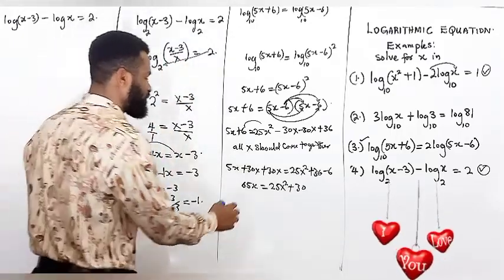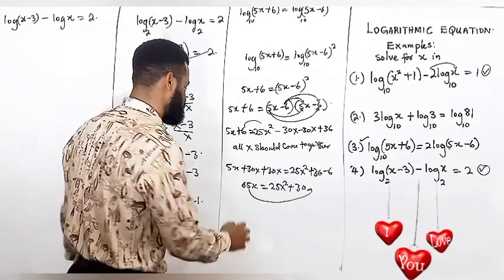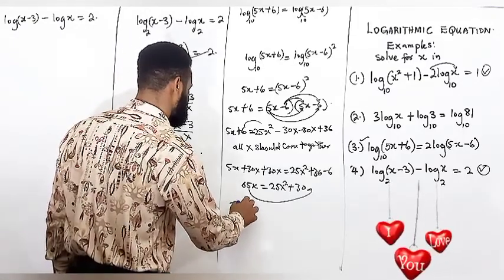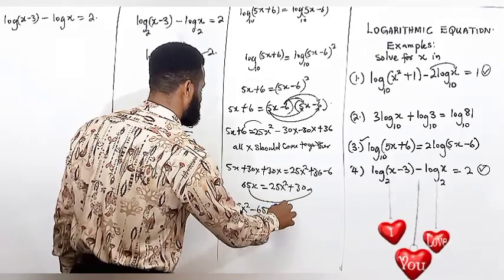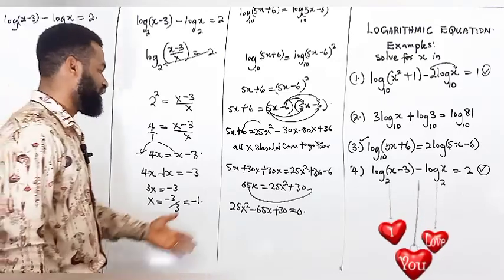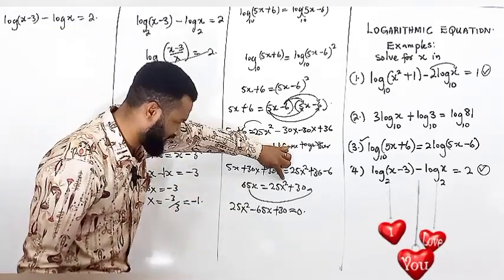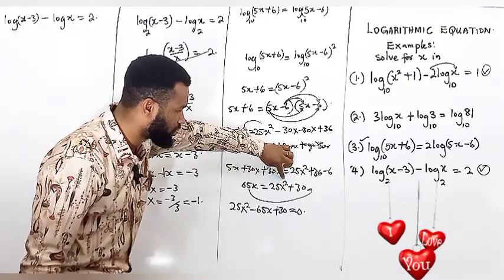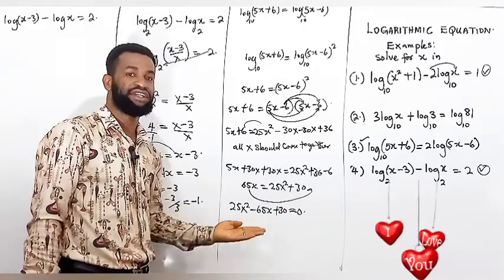Now remember, I have to carry everything to this side so that everything will become a quadratic equation. 25x squared minus 65x plus 30 is equal to 0. Why did I know that this is a quadratic equation? Because of this appearance of x squared. Whenever you see raised to power 2, it is a quadratic expression, and I have to solve for the quadratic expression.